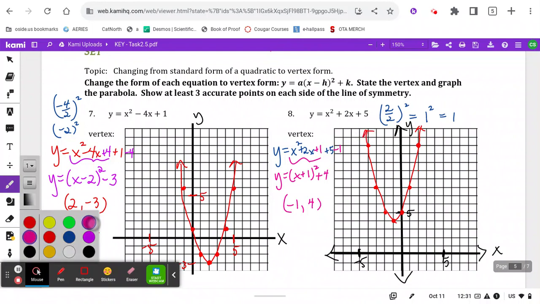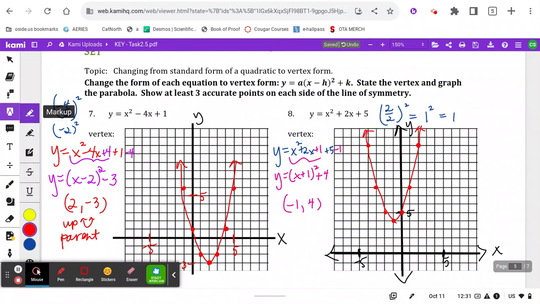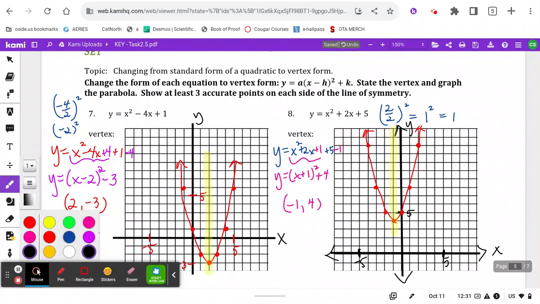And then last thing on both of these would be to put in your lines of symmetry straight down the middle, and label them. This one has a line of symmetry through x equals 2, and this one has a line of symmetry through x equals negative 1.